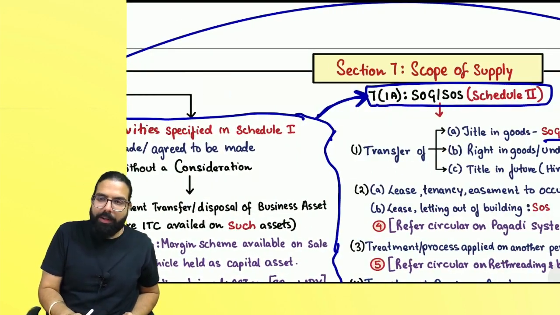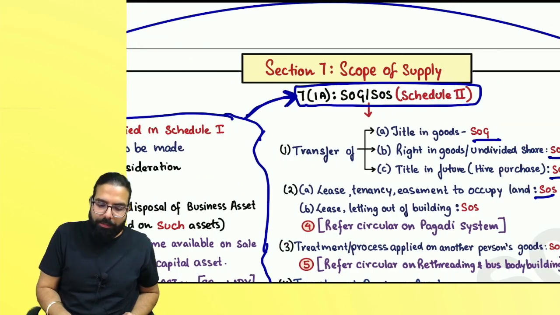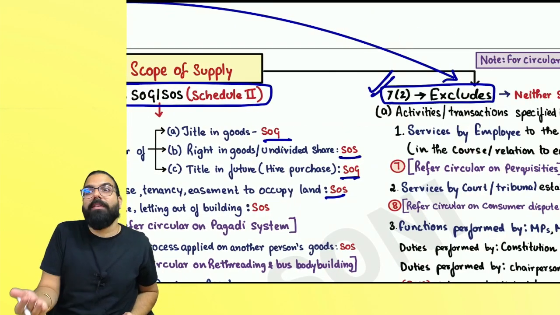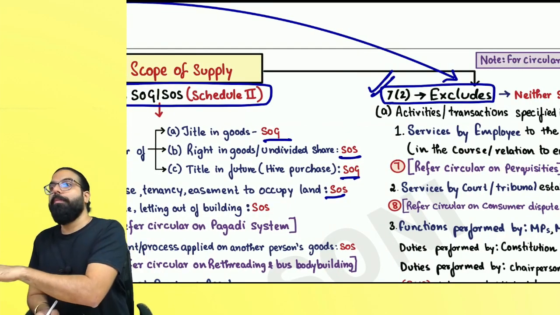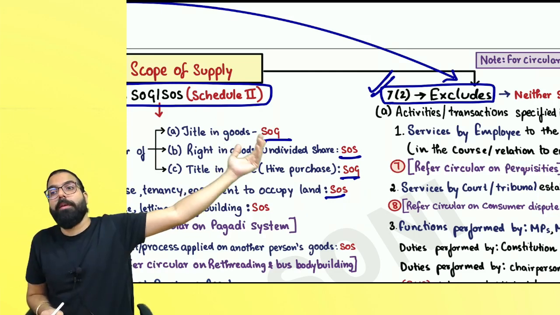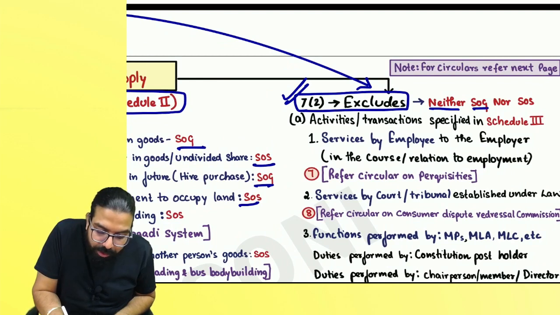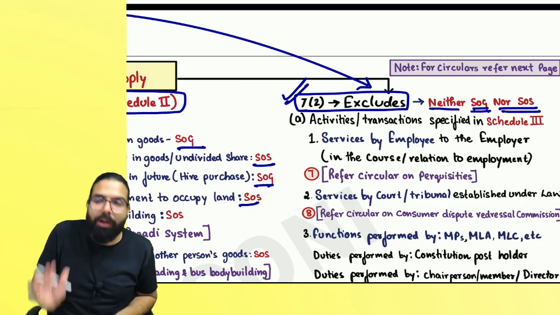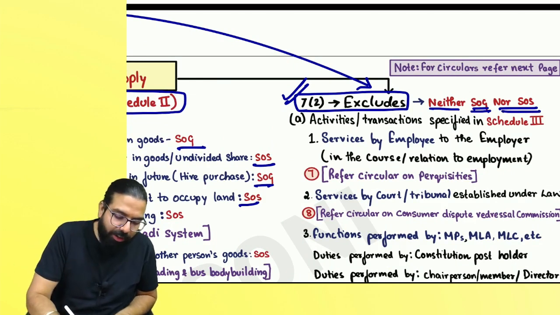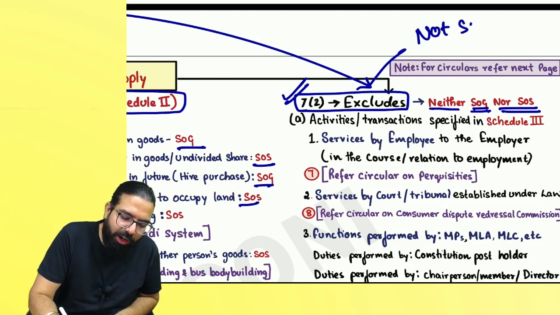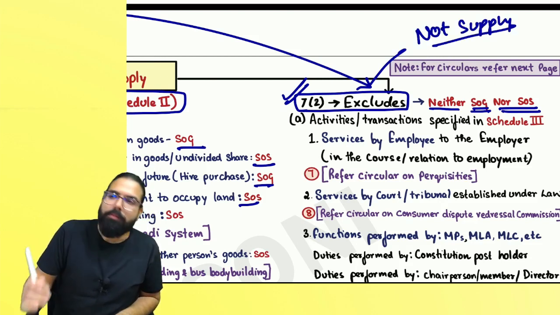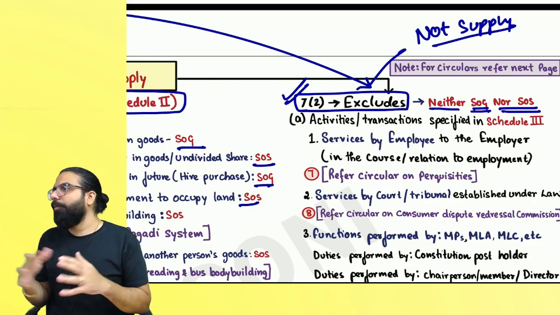Then we further go ahead and see whether it's supply of goods or supply of service. Even though it is coming in 7.1, still, if it is told in section 7.2, then remember, it is neither supply of goods nor supply of service. Out, out. It is not supply at all. If it is written here, it is not. Are we all clear, everyone?